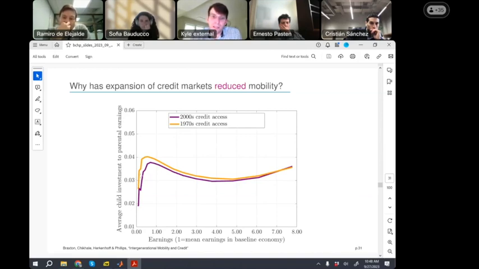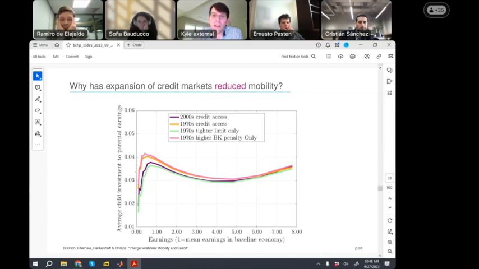In the 1970s, lower income households actually invest more in their children, but they're saving more and they're investing in everything more because the bankruptcy penalties are very tight. So this pink line is, if we just look at the difference in bankruptcy penalties between 1970 and 2000. In the 1970s, the bankruptcy penalty is so high that the lowest earners save more across both assets. They invest more in their children, and they also save more in financial assets.